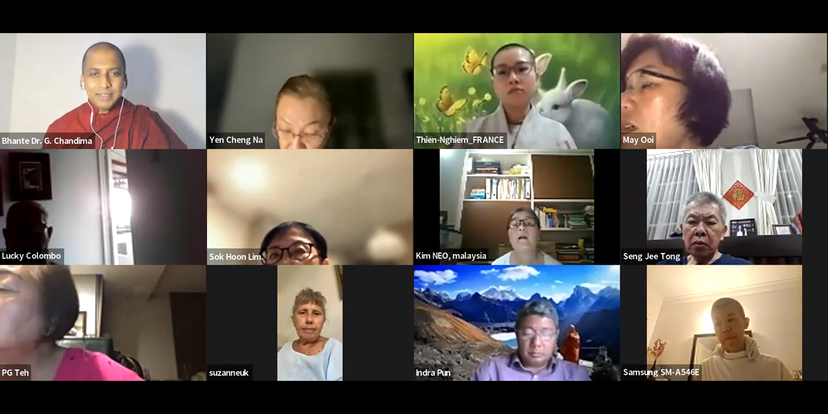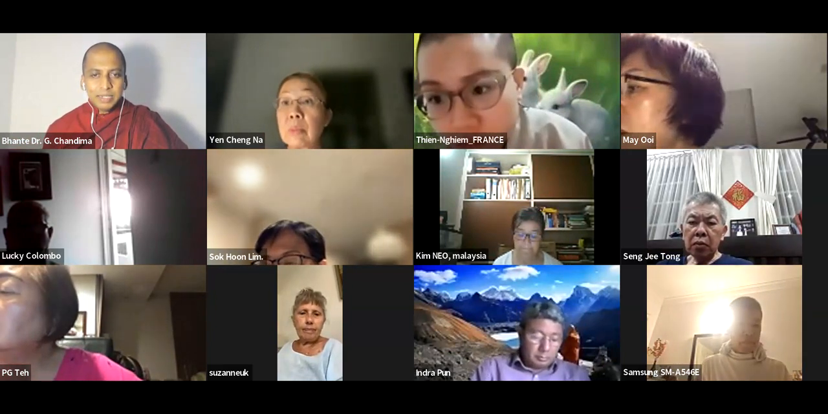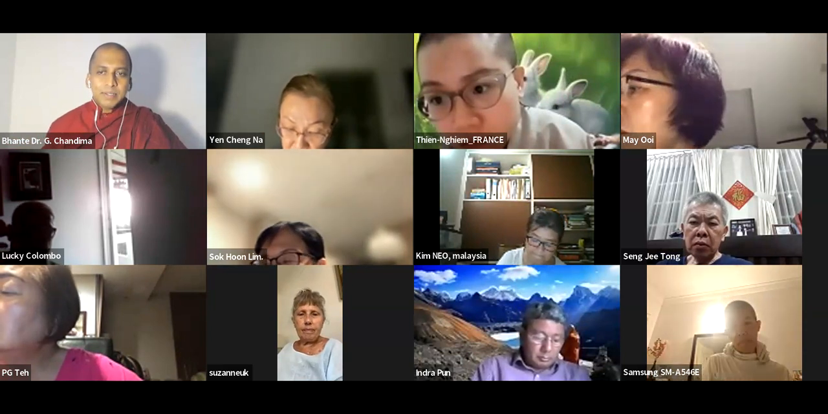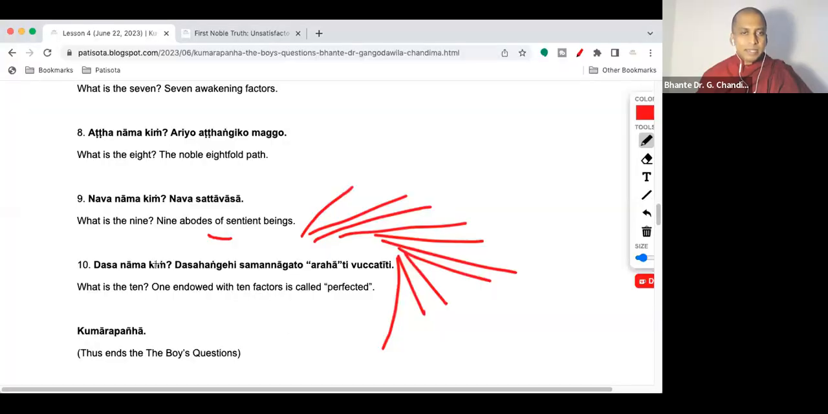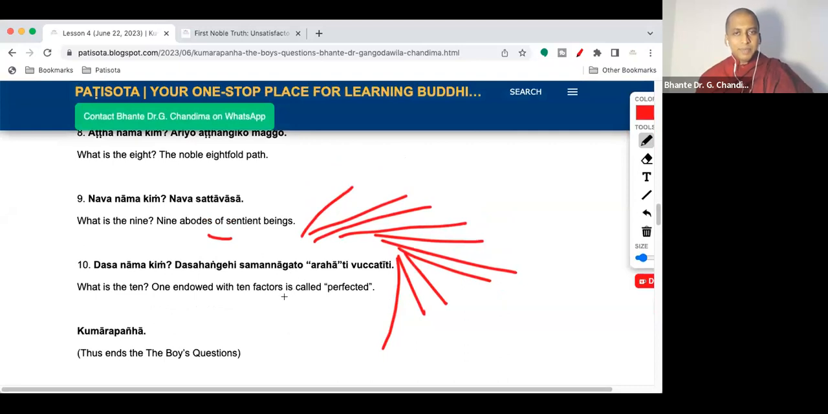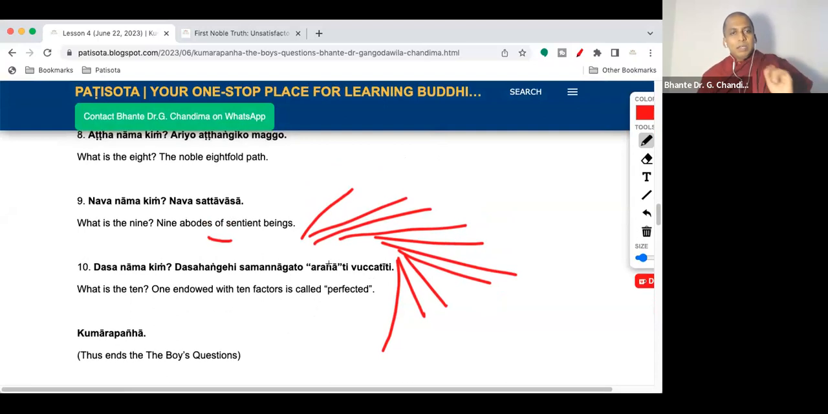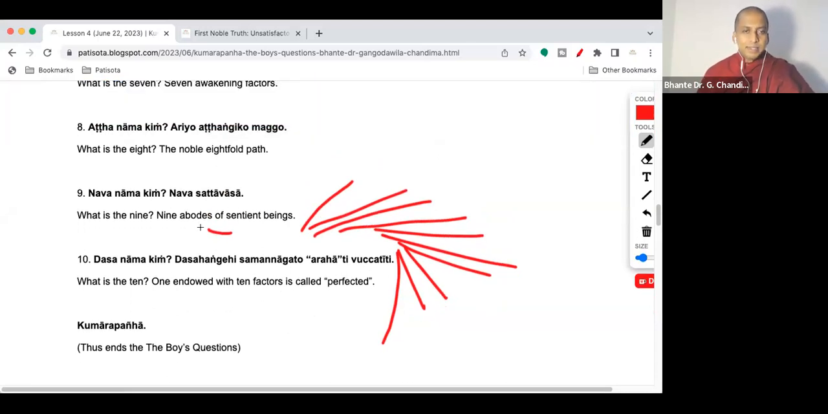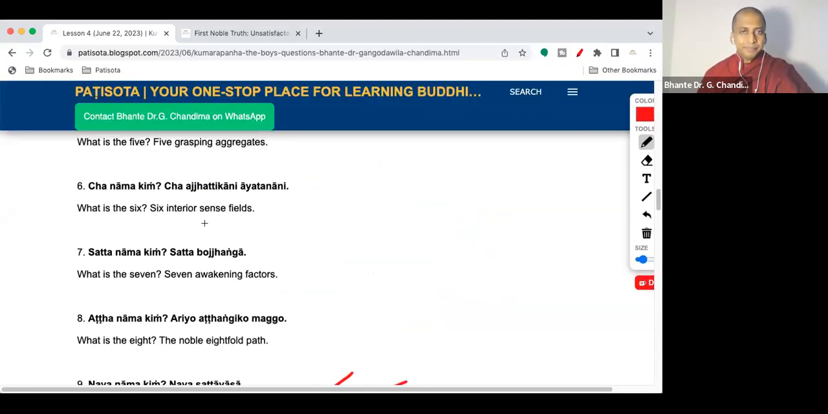Sopaka said to the Buddha that an Arahant, that means the perfected one, follows the Noble Tenfold Path. They follow the Noble Tenfold Path. Kumarapanha thus ends the boys' questions.